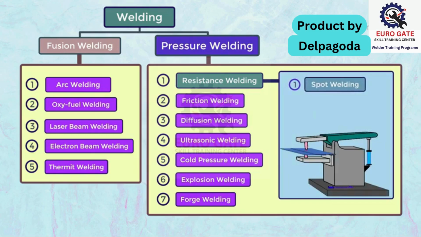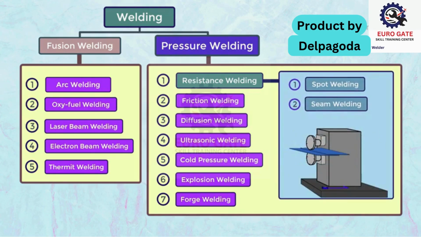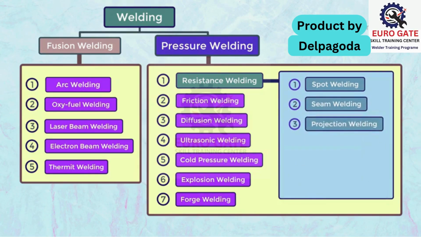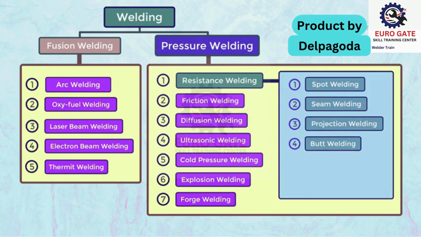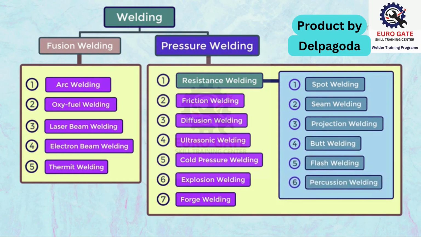First, spot welding. Second, seam welding. Third, projection welding. Fourth, butt welding. Fifth, flash welding. And sixth, percussion welding. These are the different types of resistance welding processes.